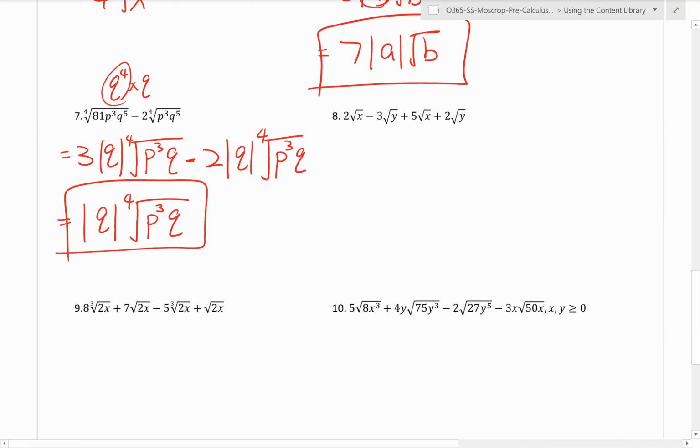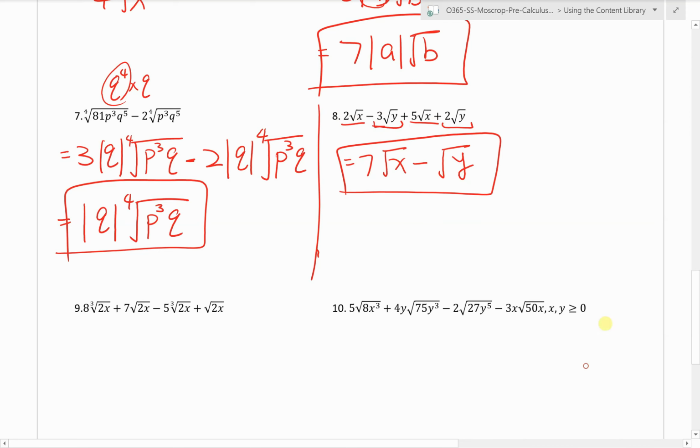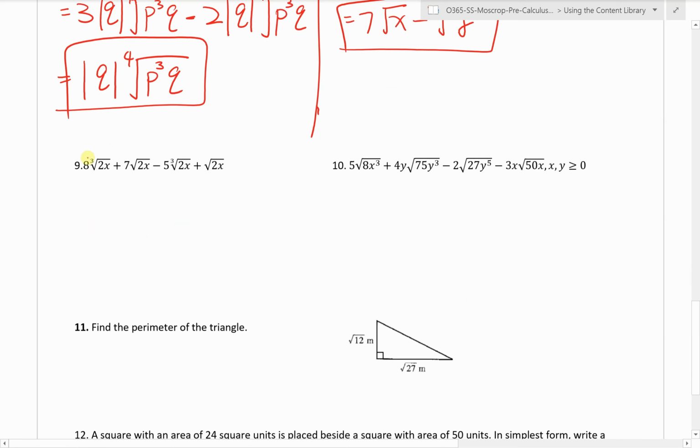Okay, number 8. This one is easy. Just look for like radicals. 2 root x plus 5 root x, that's 7 root x. Negative 3 root y plus 2 root y is negative 1 root y. And that's it. Number 9, same thing. Like radicals. 8 minus 5 is 3. Cube root of 2x. This is 7 root 2x plus 1 root 2x, so that's 8 root 2x.